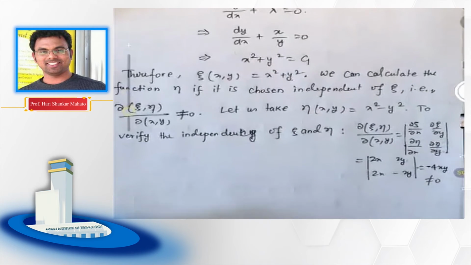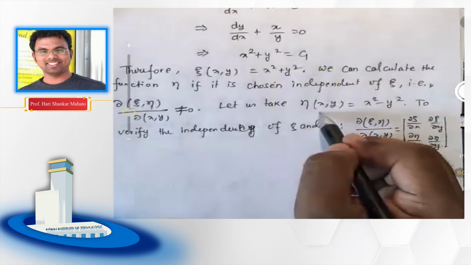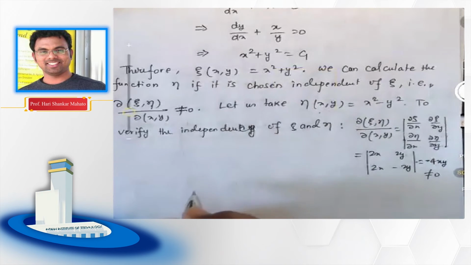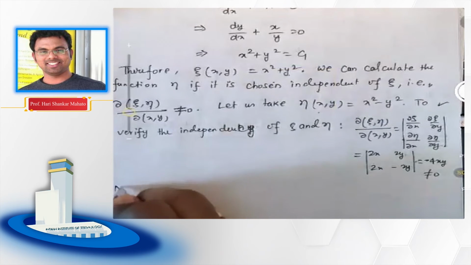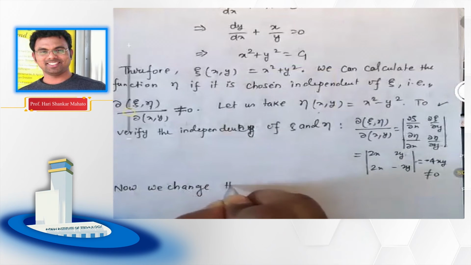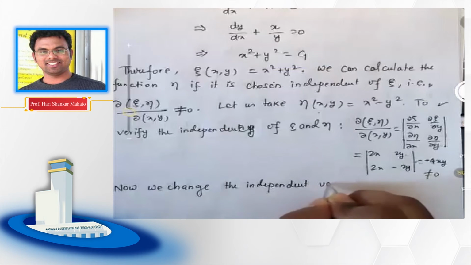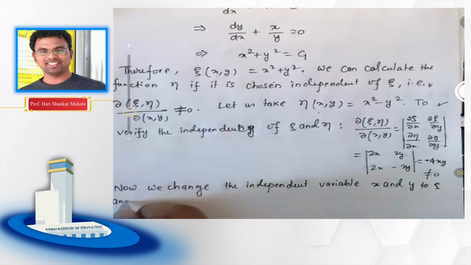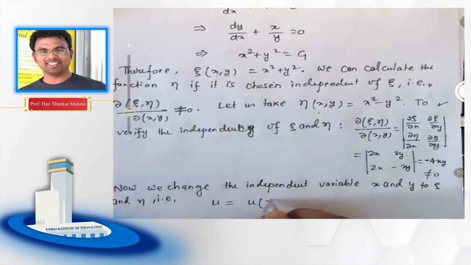So in case of parabolic PDE, you can calculate your xi, but you choose your eta in such a way that it is independent of xi. All right. Now, the second stage is also completed. Now the third stage is, we change the independent variables x and y to xi and eta. That is, our function u has now become u of xi and eta.